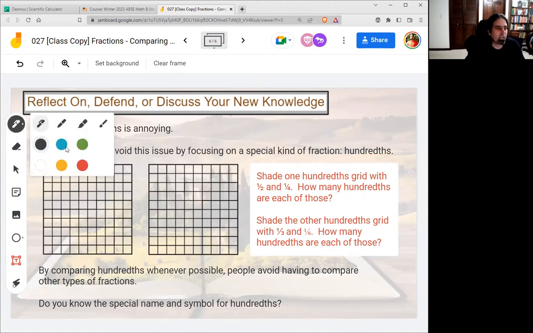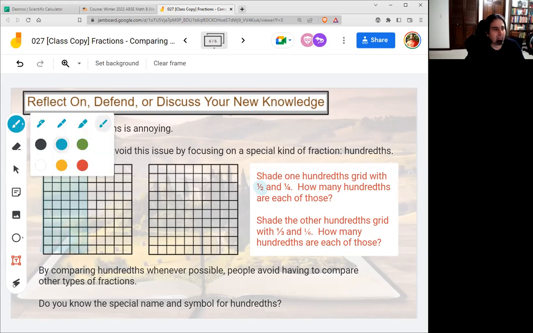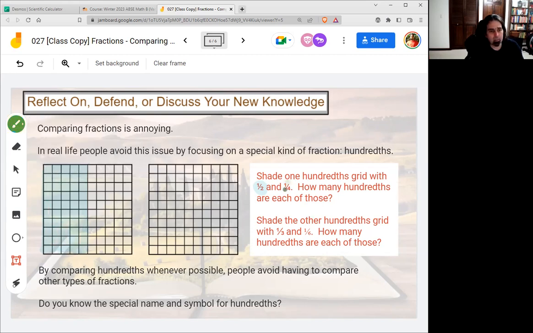If I want to shade half of my hundreds grid, I just go down the middle and there is half of it. What would I do for a quarter? You could shade it or tell me where to draw.